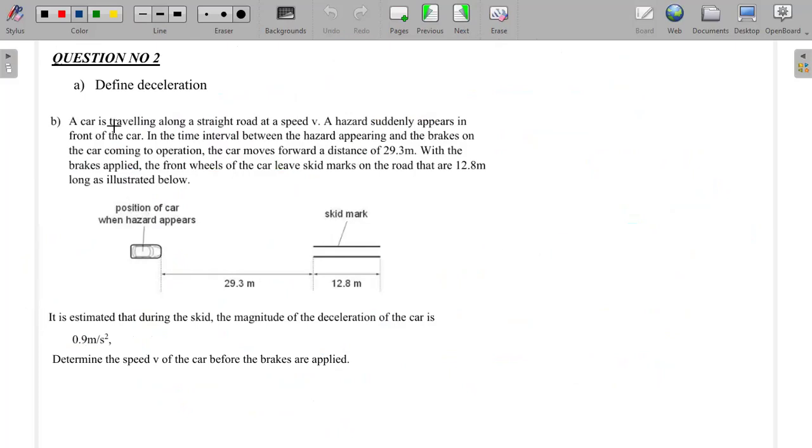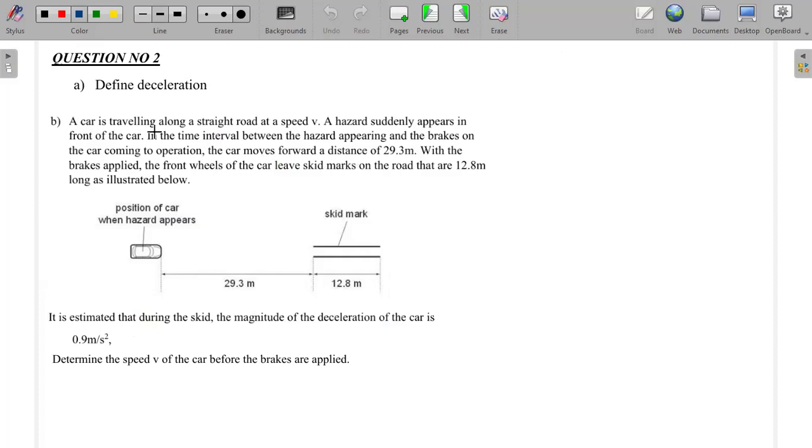In question 2, they're saying define deceleration. We know by now that when we talk about acceleration, that means there is a change in velocity, from a certain initial velocity to a certain final velocity. When you're talking about deceleration, they're just talking about the change in velocity, but it is a negative change in velocity, a negative acceleration.